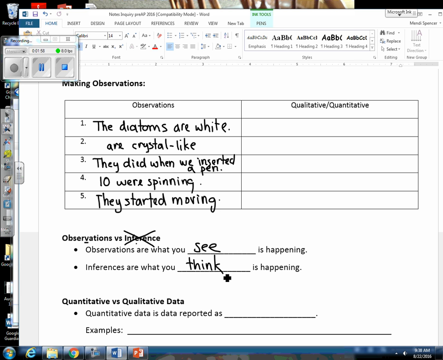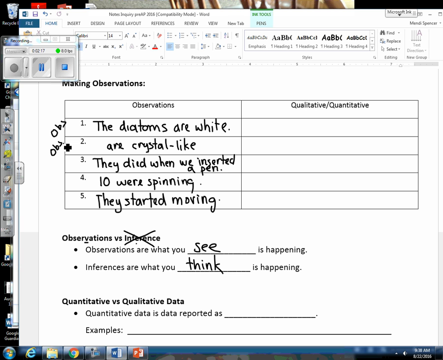So for this first observation, the diatoms are white. That is something that we can truly see. So that is a good observation. They are crystal-like. Well, since you said they are crystal-like, that's an observation. If you just said they're crystals, you don't know that for sure. That would be an inference. So let's indicate number two as an observation.